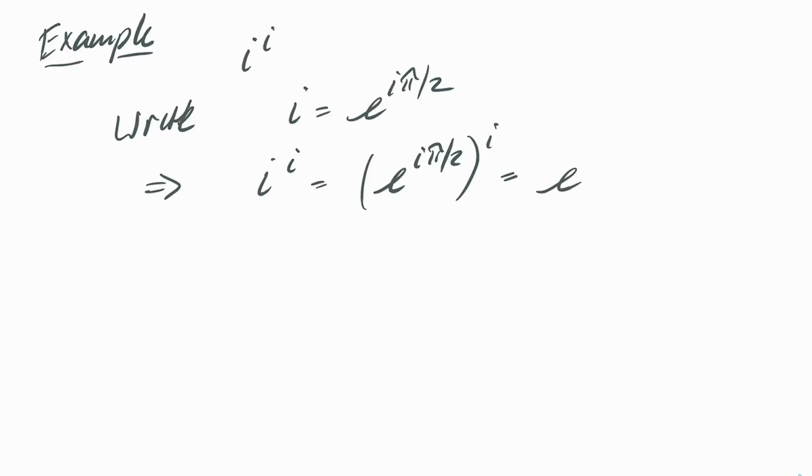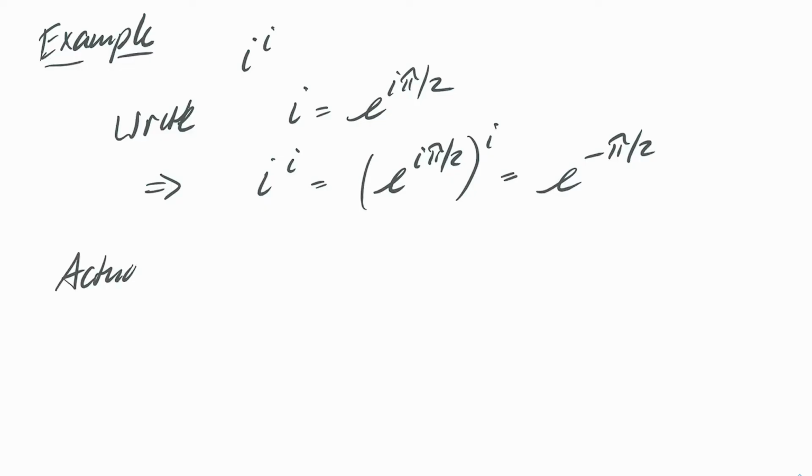To calculate it, what we need to do is to write i in polar form. So i has a modulus of 1 and a principal argument of pi by 2. Therefore, I can raise it to the power i by using the usual rule for powers, so I have e to the minus pi by 2. So it comes out to be a real number.